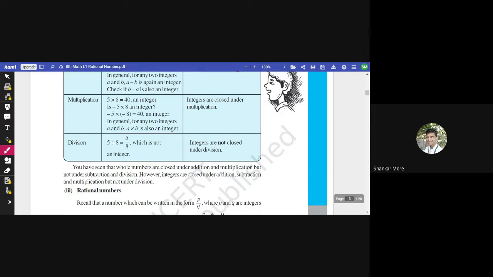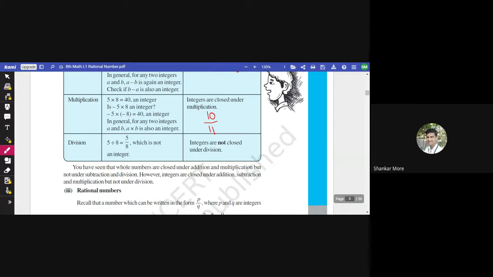Okay, कोई भी दो integers ले लो and check that. So let me take 10 and 11. Okay, so 10 divided by 11, is it an integer? It's not. It's not an integer. It is a rational number, right? So we can say that.